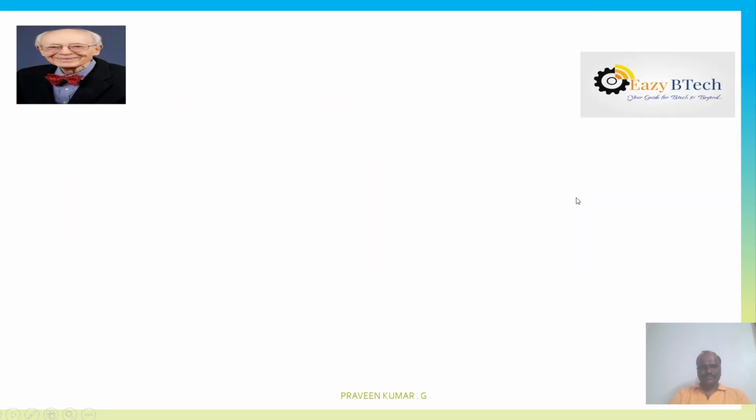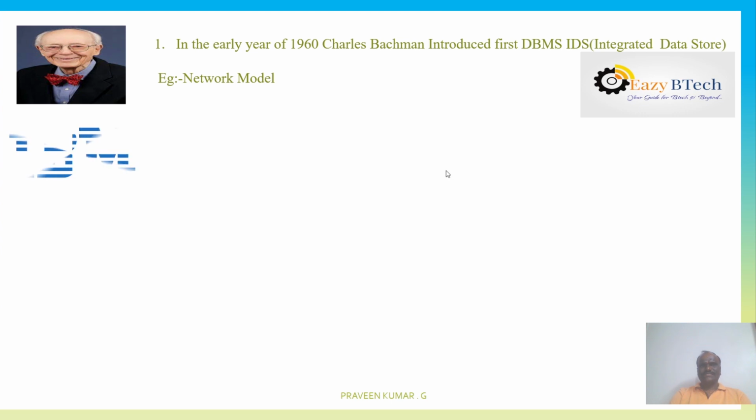Here, in the history of databases, in the early 1960s, the first database was created by Charles Bachman. The database name is IDS. IDS is nothing but Integrated Data Store. The best example for it is the network model. In the next session we continue with the data models, and I will explain in detail what the network model is and its prototype.